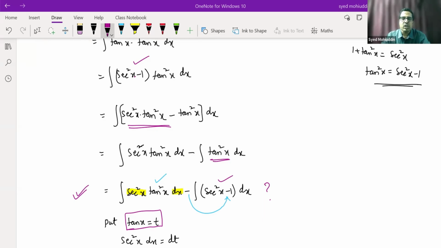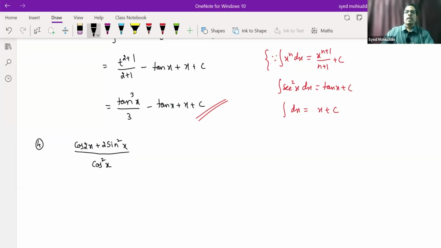Okay, now let us move on to the next set of examples. So this is the next question that we are having: integral of (cos 2x plus 2 sine square of x) divided by cos square of x. So now the question is how to solve this type of problem when you are having both cos and sine in the numerator.